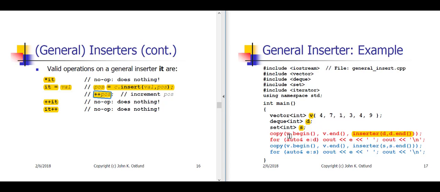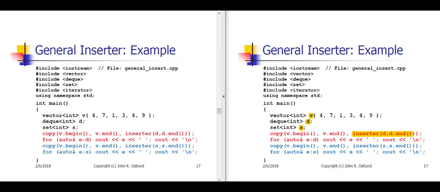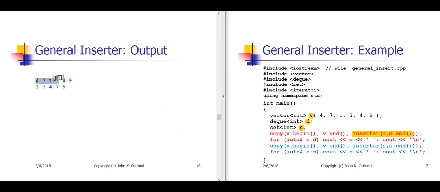The upshot is, by the time this is all done, and I use my range for loop to display the contents of D, I will simply have, within the deque D, 471349 copied from the vector V.